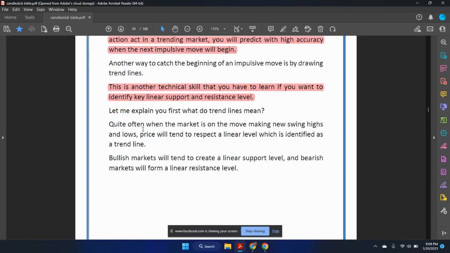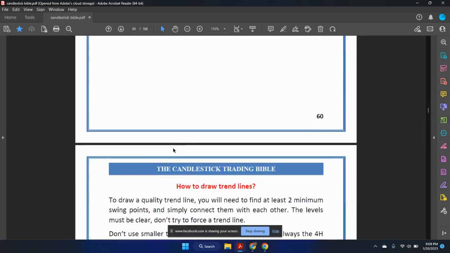And it says quite often when the market is on the move, making new swing highs and lows, price will tend to respect a linear level, which is identified as a trend line. Bullish markets will tend to create a linear support level, and bearish markets will form a linear resistance level. Okay, and then it goes into trend lines.